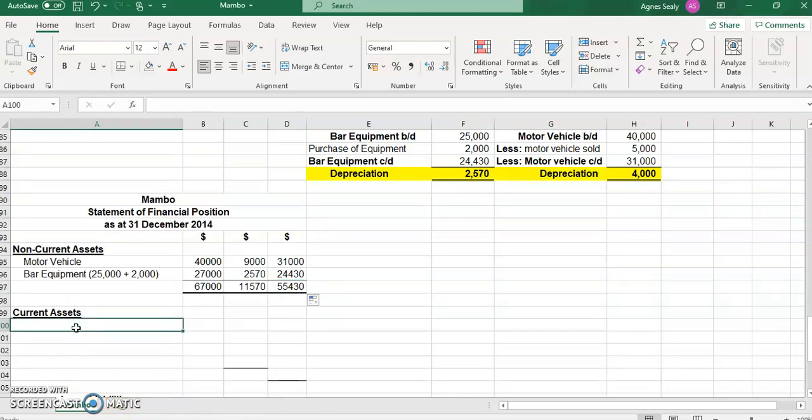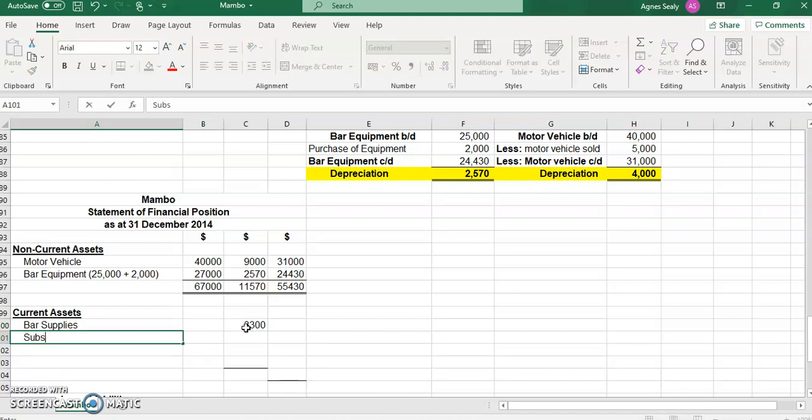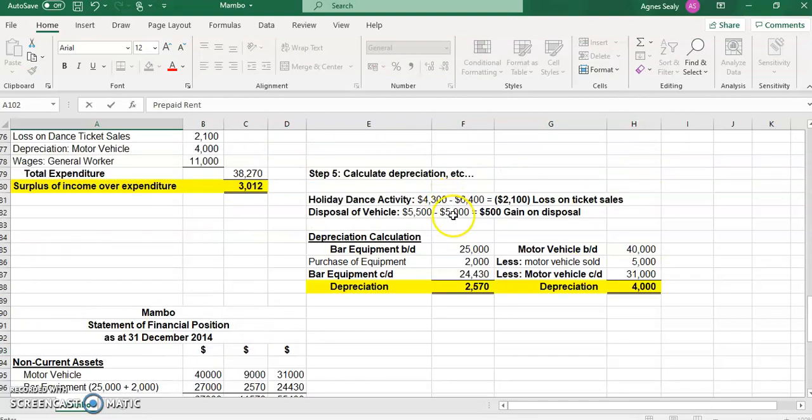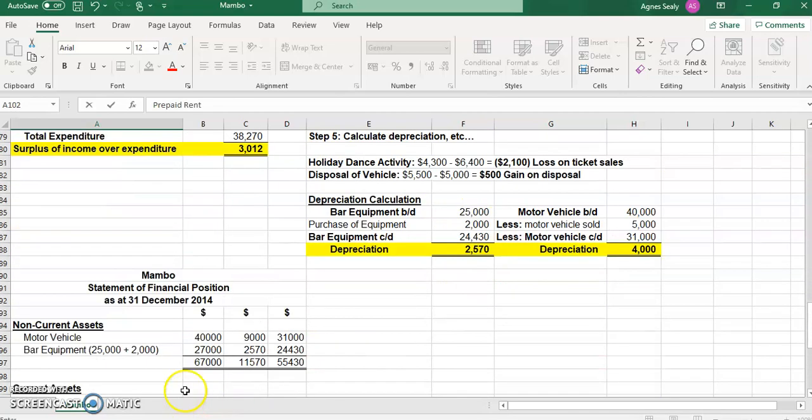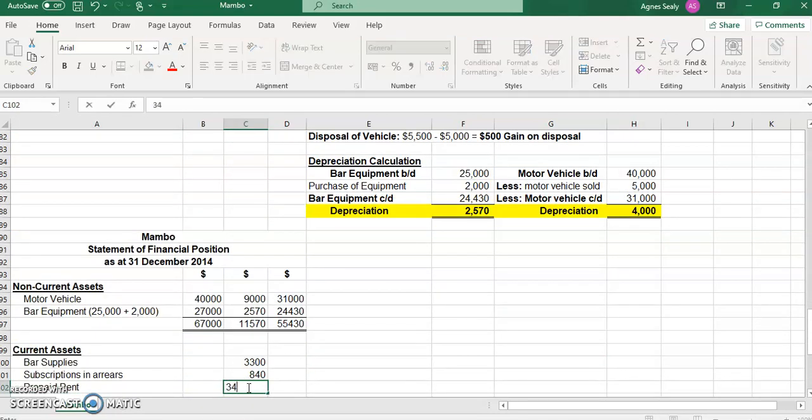Our current assets, we have bar supplies, which is our inventory. And that was $3,300 in inventory. We also had subscriptions in arrears at the end. And those subscriptions in arrears were $840. And we also had prepaid rent that we calculated. Our prepaid rent, this is what we calculated here, was $340. So prepaid rent of $340.